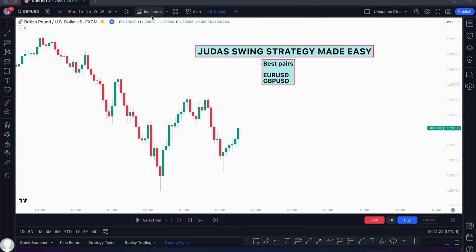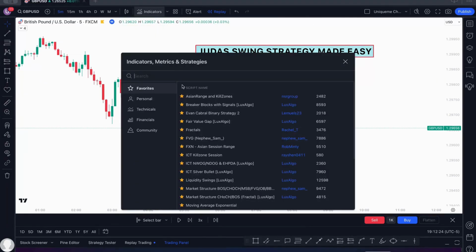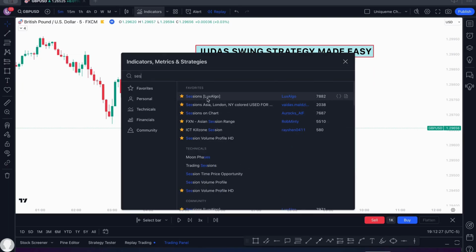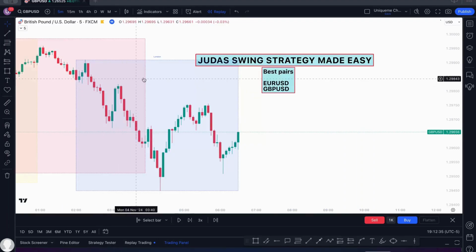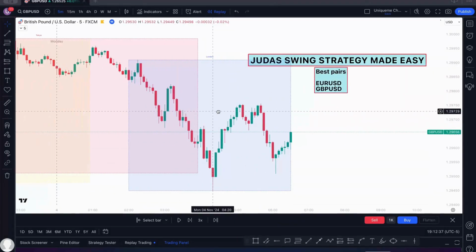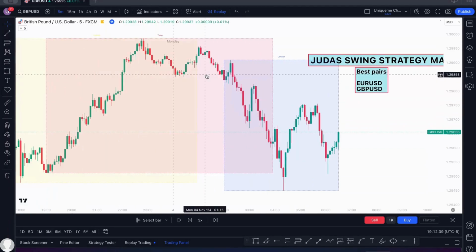Now, the first thing you're going to do is go to your indicators and look for sessions. I have one program here, but for your own, to enable you to understand it better, you look for Sessions by LuxAlgo. It comes out on your chart like this. Can you see it? It has already done the whole marking for you, so you don't have to stress trying to find the timing. The indicator has done it for you.